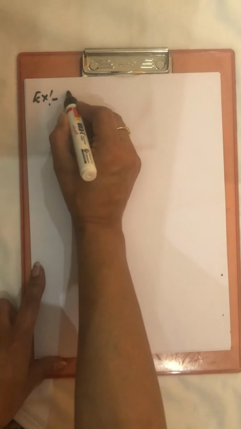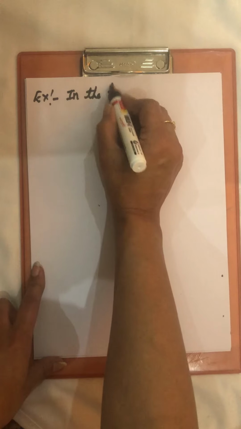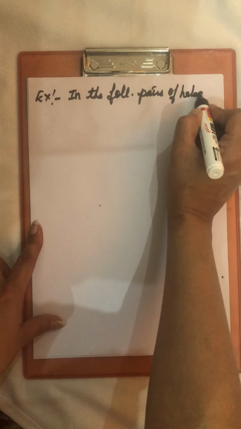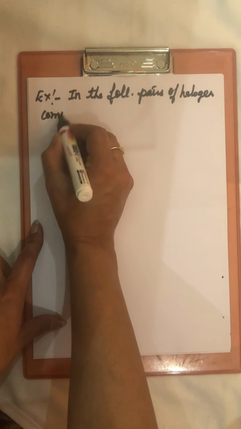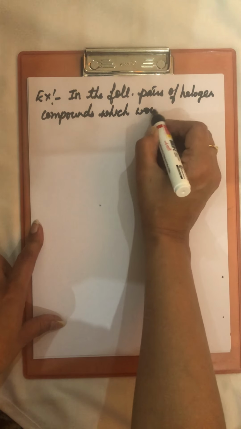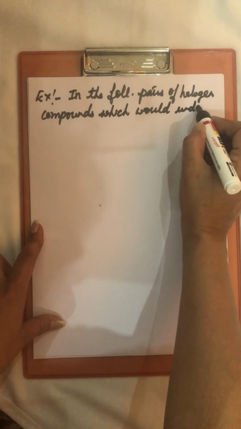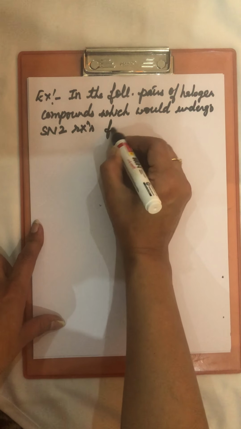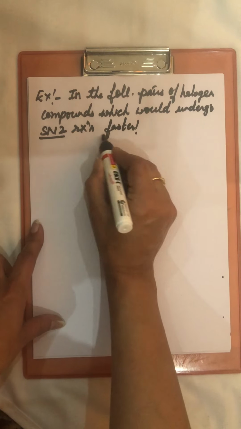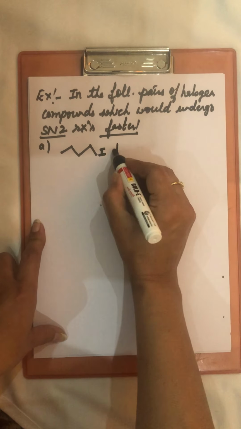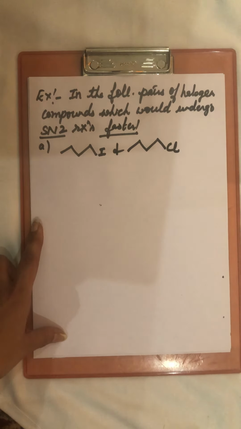Example, in the following pairs of halogen compounds, which would undergo SN2 reactions faster, which undergoes SN2 reactions faster? First part is, out of these two, which one will undergo SN2 reactions faster?